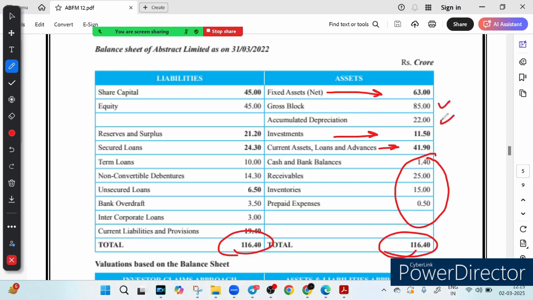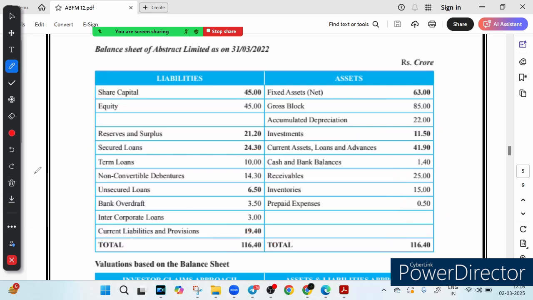Fixed assets include these two, gross block minus depreciation. Similarly, share capital includes equity. Similarly, debentures and unsecured loan, you can see on the left side. Secured loan means how much? 24.30 crore, backed by collateral. Term loan is long-term bank borrowing. Then non-convertible debentures, other borrowings, bank overdraft, right? Current liability and provisions mean short-term dues, bills payable. And finally we have equity and reserves, this part, share capital.